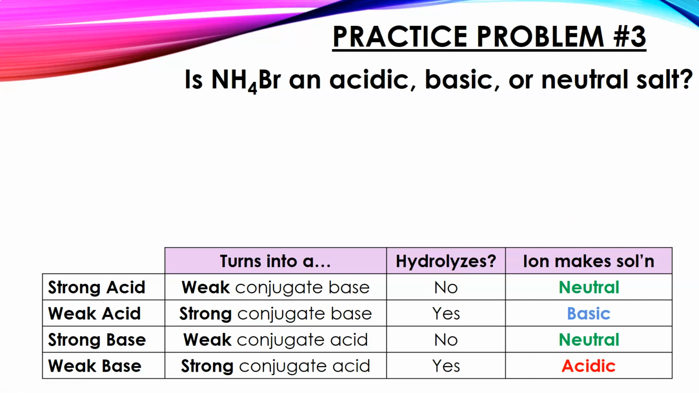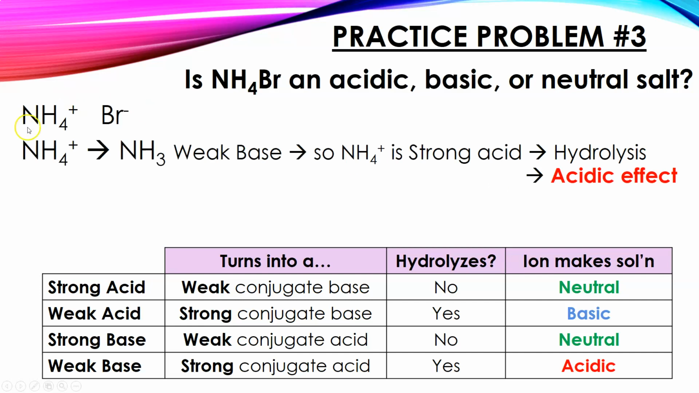All right, let's see. Well, here are my ions. Ammonium came from ammonia, which was a weak base, which means that this must be a strong acid. It does not want to have that 4th hydrogen present. It wants to get rid of it. It desperately wants to look like the ammonia. So that makes it a strong acid. So it hydrolyzes and will end up acidic.